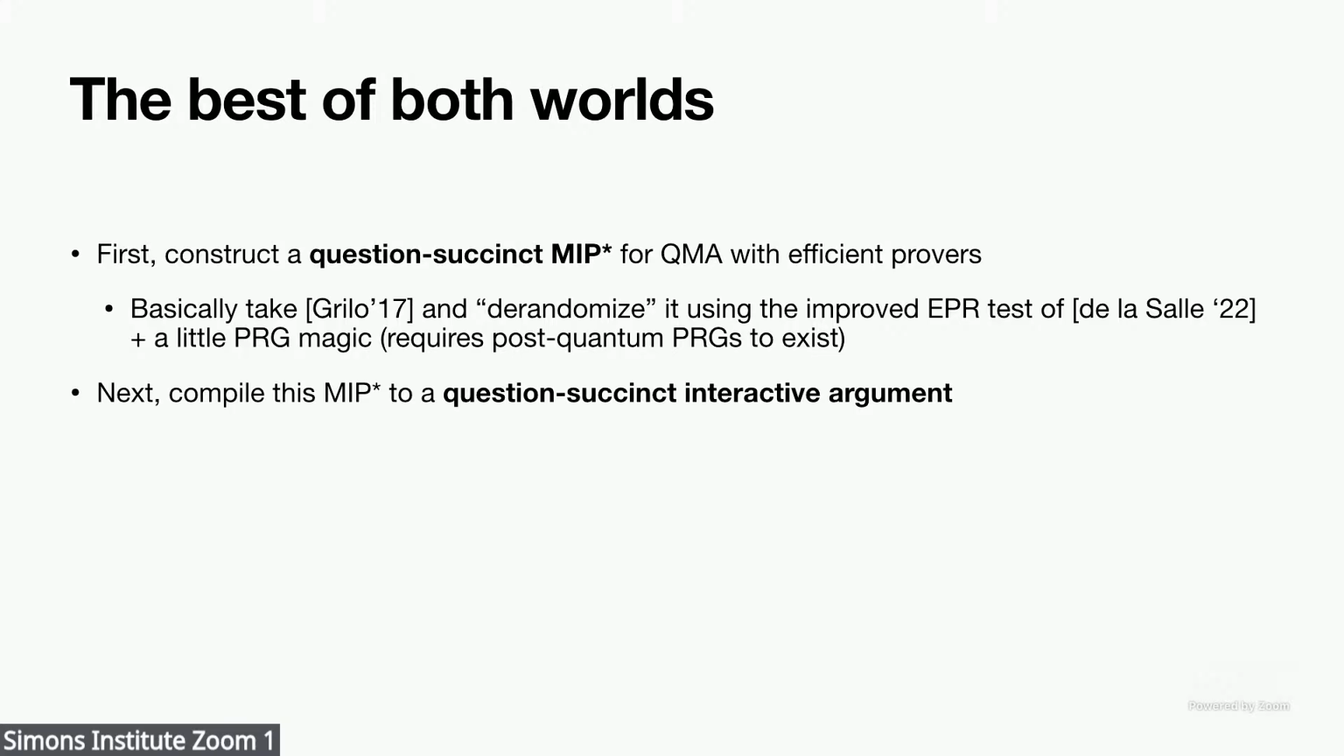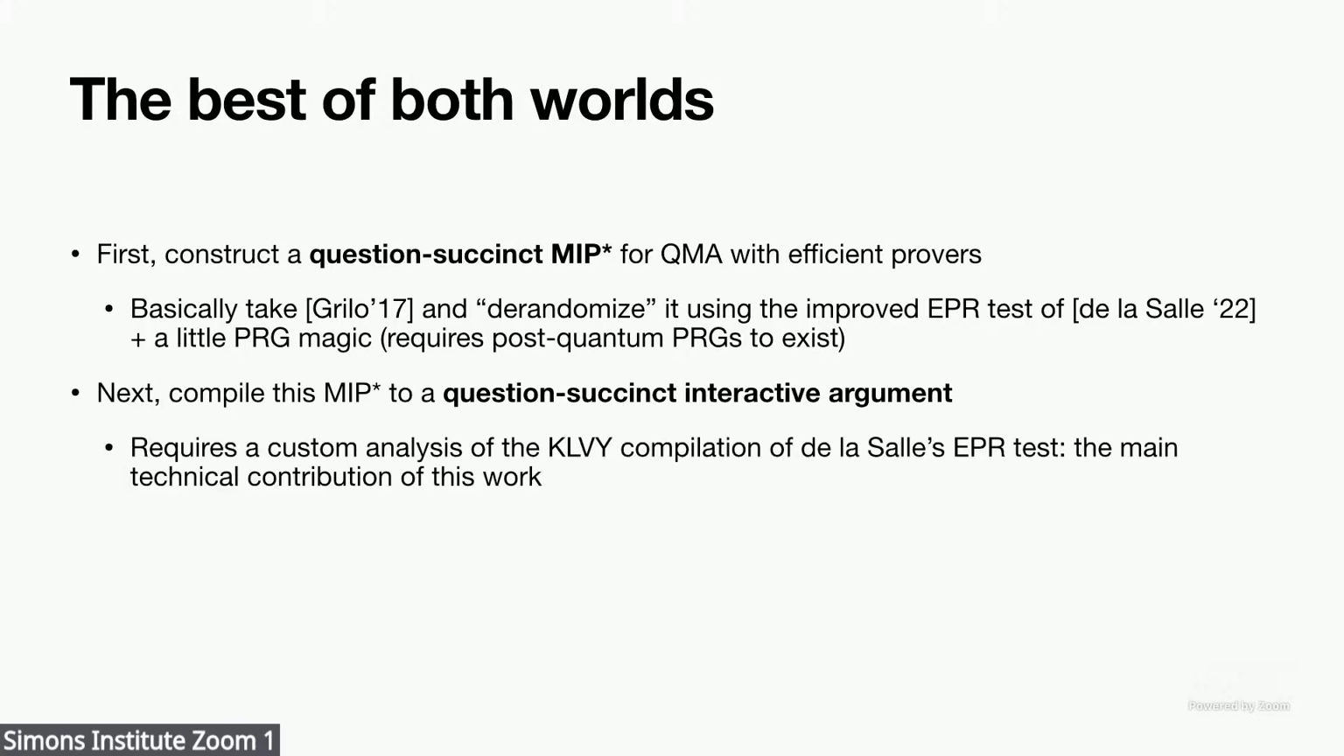So next, you take this resulting MIP star and you compile it to a question succinct interactive argument. Here the protocol itself is literally that you take this KLVY compiler and you slap it onto your MIP star, and what you get is what you get. Analyzing it, you have to do some work. This is actually where most of the work in our paper goes, analyzing this object. And it really requires analyzing the KLVY compilation of de la Salle's EPR test. So this is where most of our sweat went.